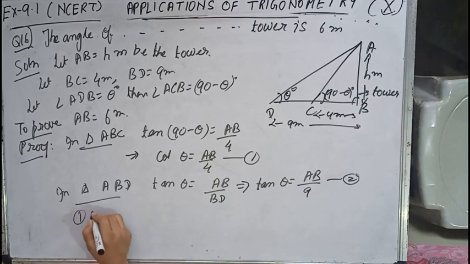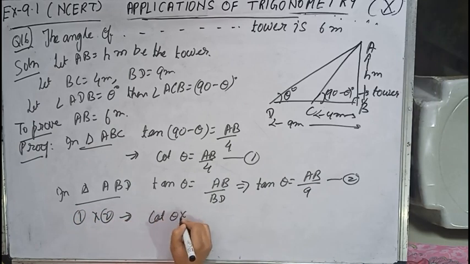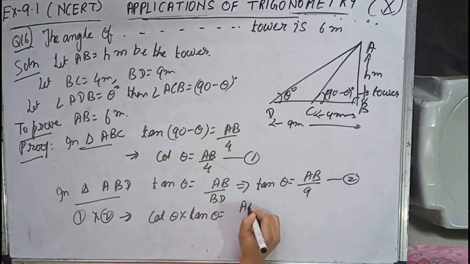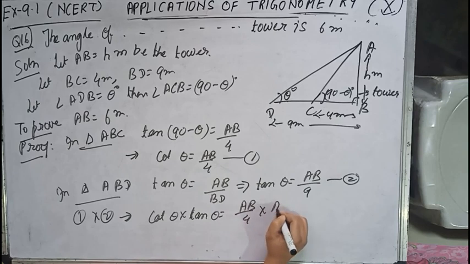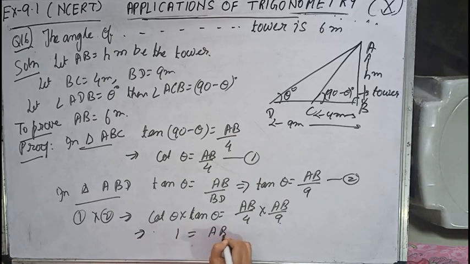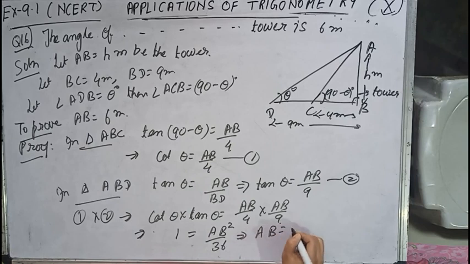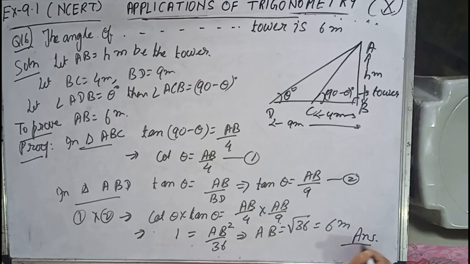Now 1 into 2 implies cot theta into tan theta equals AB by 4 into AB by 9. Now cot theta into tan theta is 1. So 1 equals AB square by 36. This implies AB equals under root of 36 equals 6 meter. Negative is not considered because distance or length cannot be negative. So this answer is 6 meter.